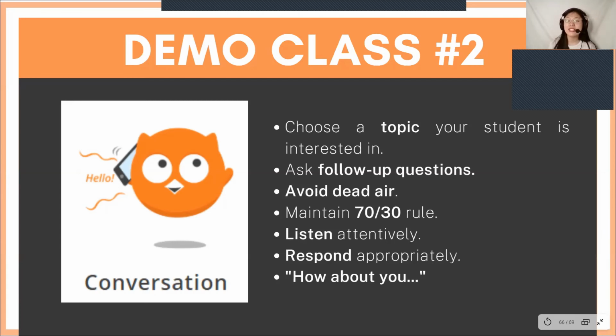If your student keeps asking you questions, one way to maintain the 70-30 rule is to throw back the question to him or her. For example, my student is asking me about my favorite Filipino dishes. I can throw back the question by saying, how about you, student? Or how about you, Blank-san? What are your favorite Japanese dishes? Something like that. How about you is just an example of how we can return or throw back the question to the student, but it's very important because again, guys, during free conversation, our goal is to maintain the 70-30 rule.